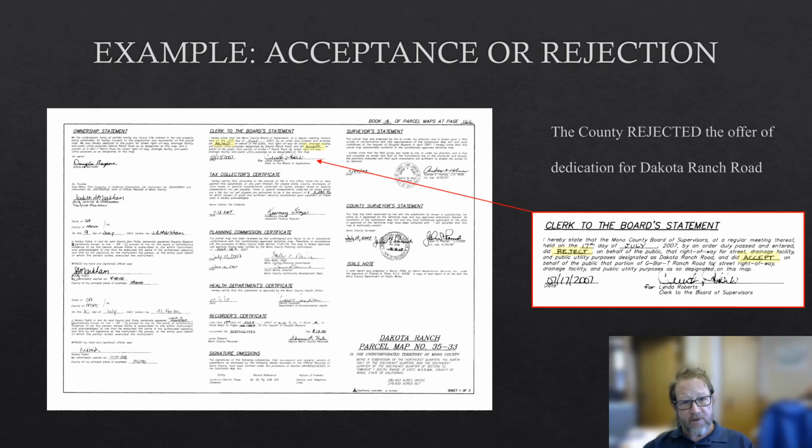So to find out whether or not it was accepted or rejected, we look to the cover page of the parcel map, and we see that, in fact, the offer of dedication was rejected on behalf of the public. And that's good because that tells us what type of road vacation we want to pursue.